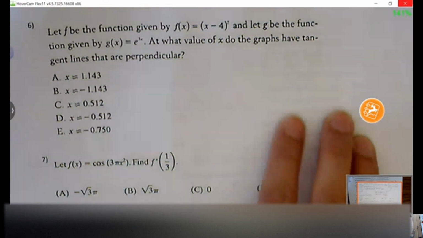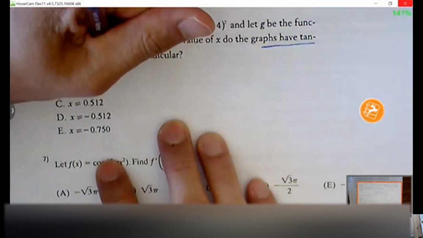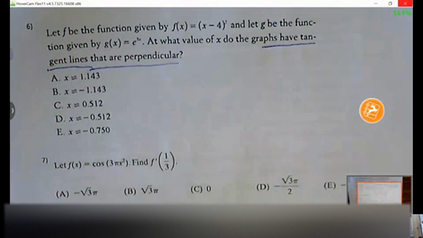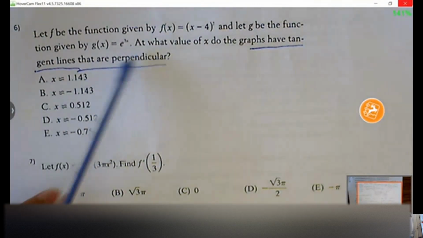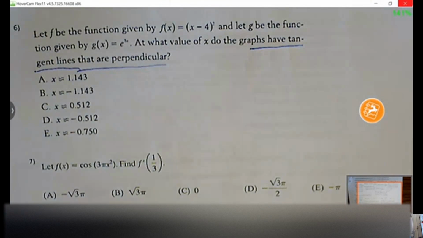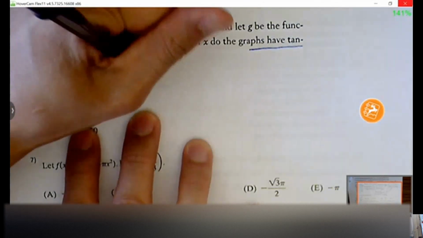So there's two things that I notice here. Tangent lines. I know that tangent lines means we're dealing with slope. We're talking about slopes that are perpendicular. So we're going to have to work with the derivatives, right? So we know that we have to involve f prime and g prime somehow. So I know I've got to make my way to finding f prime and g prime.